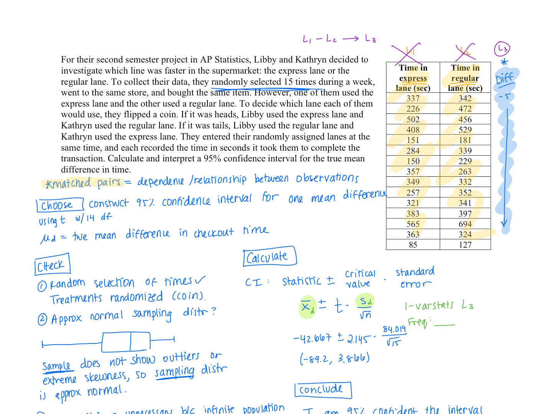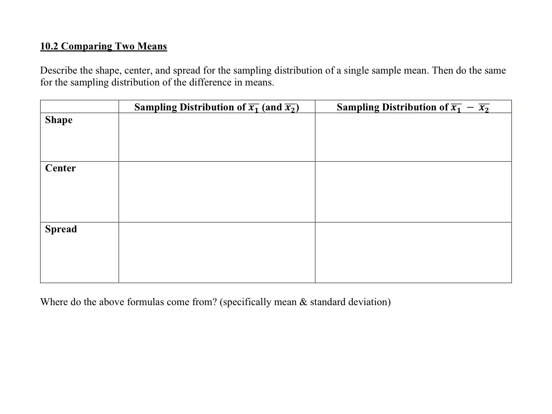What we're going to take a look at today is, again, we have two data sets, but they are independent. There's no relationship between them. So I need you to find this page, 10.2. We're going to be looking at means again. We are going to start with sampling distributions.